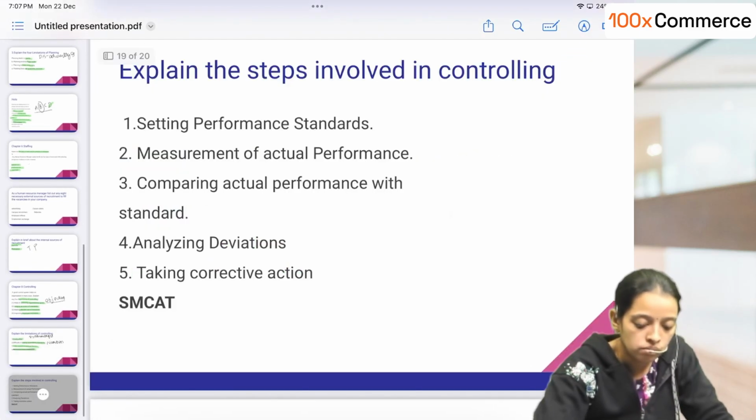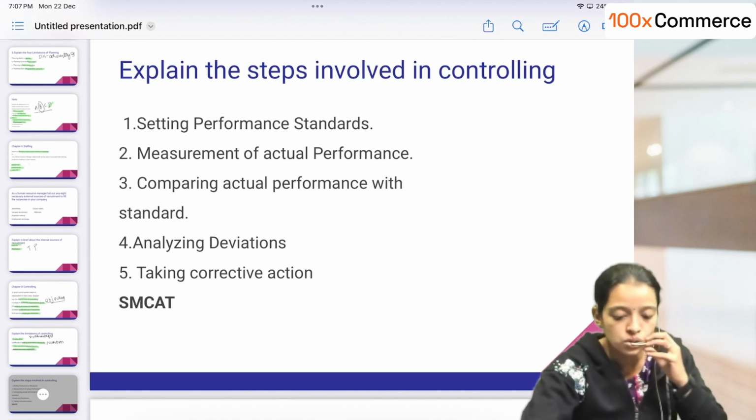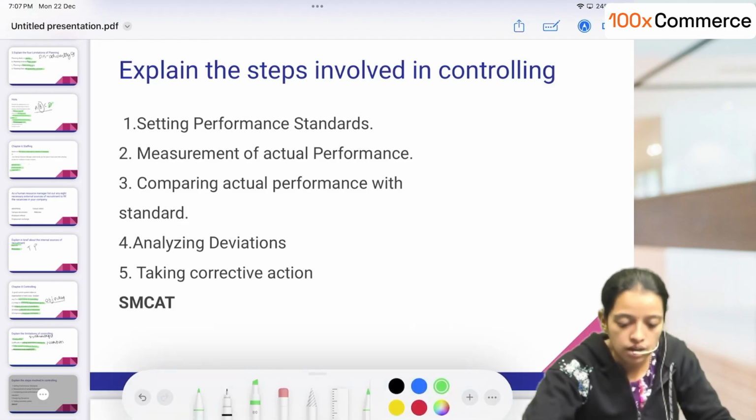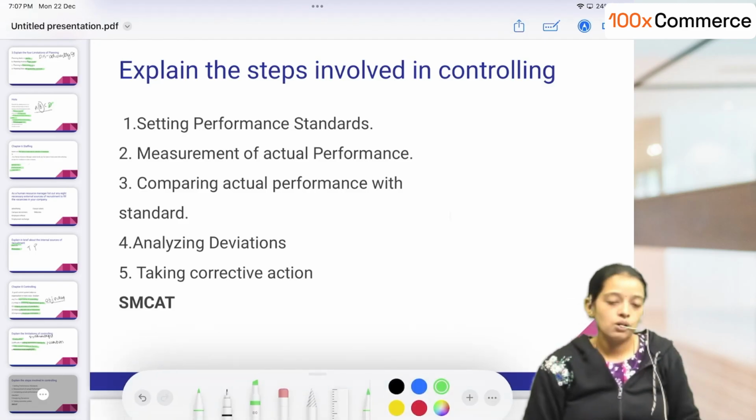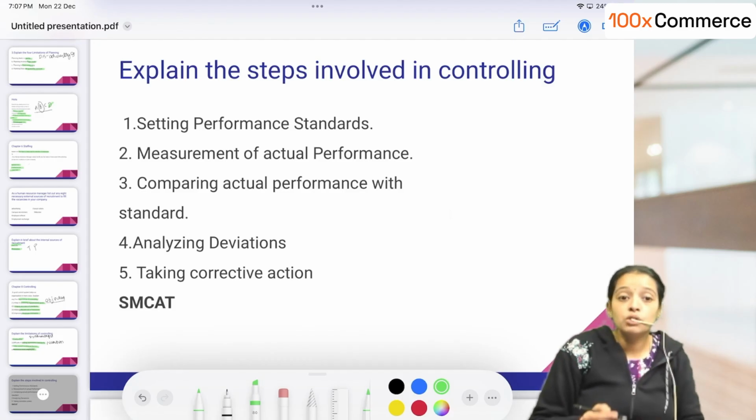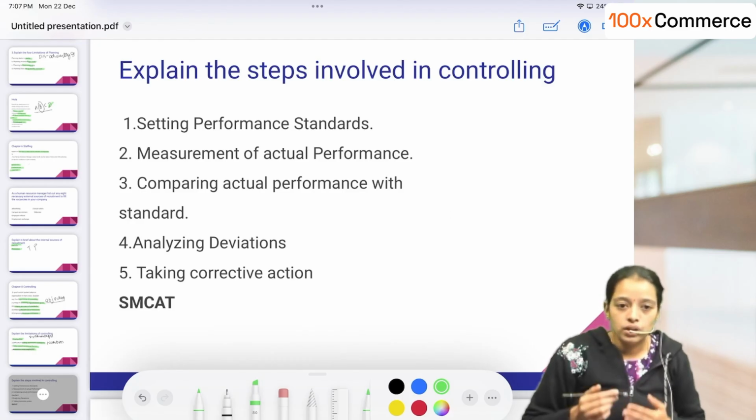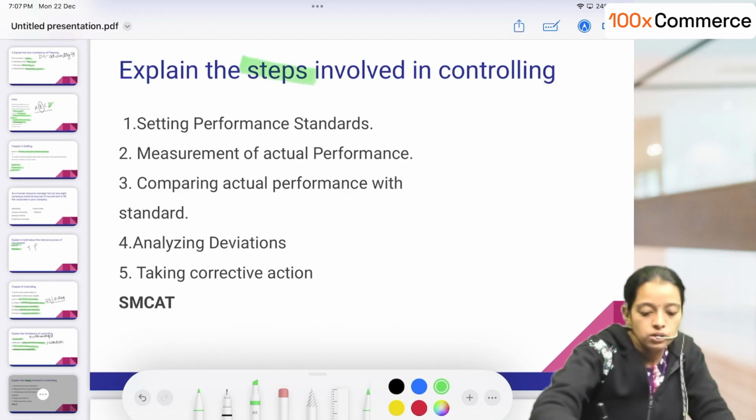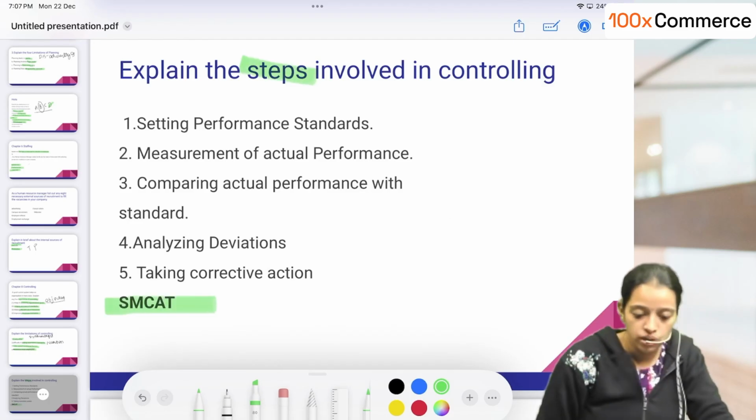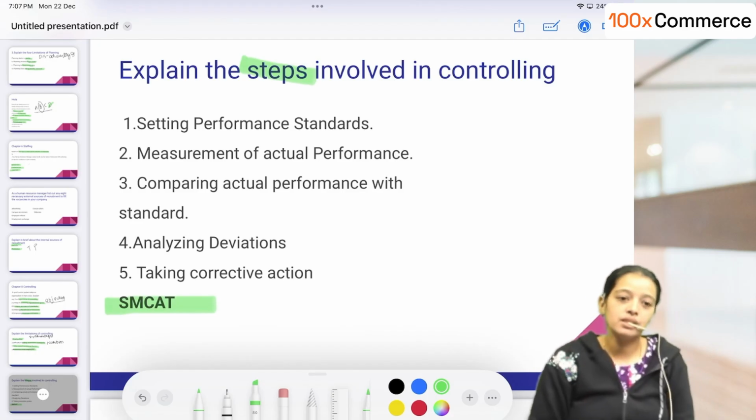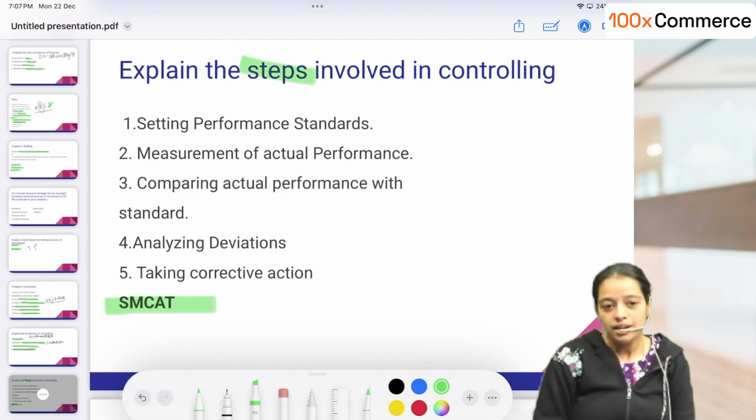Yeah, then moving on to the next one, explain the steps involved in controlling process or controlling. Or this question also can be asked as a HOT question. Imagine yourself as a manager and what steps would you like to take in the controlling process. So now when they have clearly defined it as steps, so please write it in stepwise only. Yeah, so in order to remember that word, I have a shortcut for you, that is SMCAT. Yeah, okay, SMCAT you can remember.